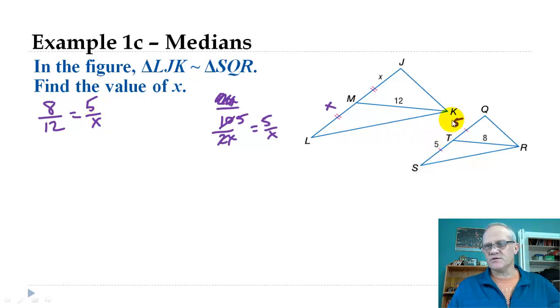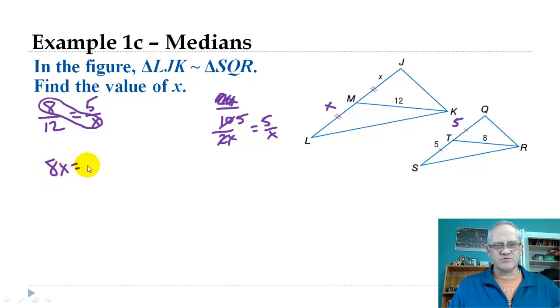So if you notice here, once you figure out that these two are the same, this part, the half of this side, is also proportional to the half of this side. And same thing on this other side too. So if you see that with a median, you don't have to do the 2x and the 10. You can just do the x and the 5, and that would be fine. It'd be a little simpler. And as always, you could have simplified this fraction, this 8 over 12, to make it easier.